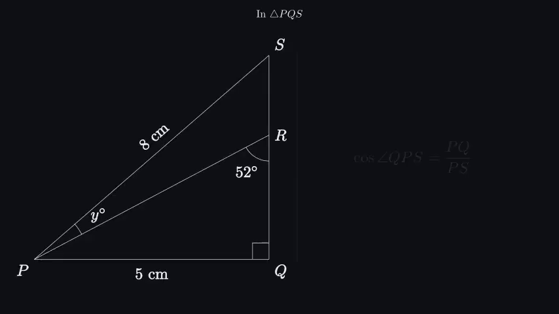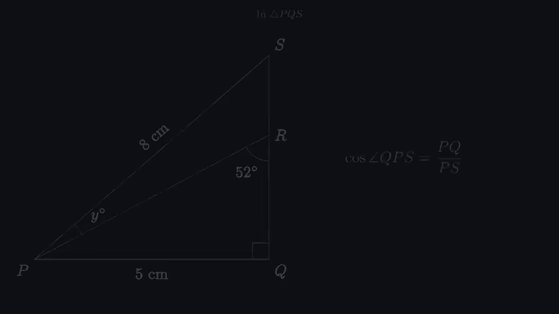Now use the bigger right-angled triangle, PQS. We want the angle at P, which is angle QPS. In triangle PQS, PQ is adjacent to the angle at P and PS is the hypotenuse. So we use cosine because cosine is adjacent over hypotenuse. Cos of angle QPS equals 5/8. Five over 8 equals 0.625.